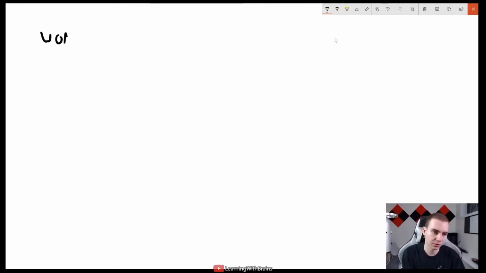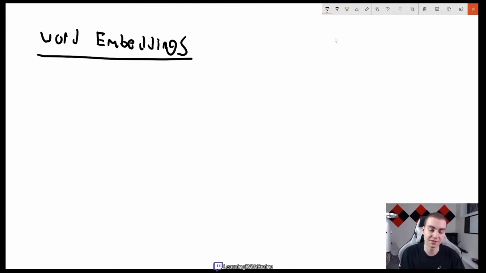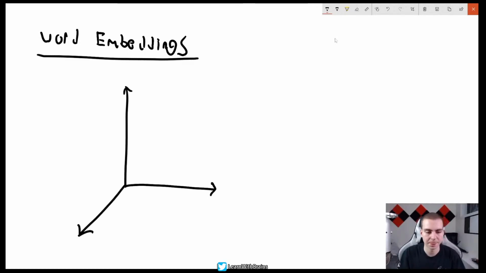So we're going to create something called a word embeddings. Now, don't ask why it's called embeddings. I don't know the exact reason, but I believe it has something to do with the fact that they're vectors. And let's just say we have a 3D plane like this, and we've already kind of looked at what vectors are before, so I'll skip over explaining them.